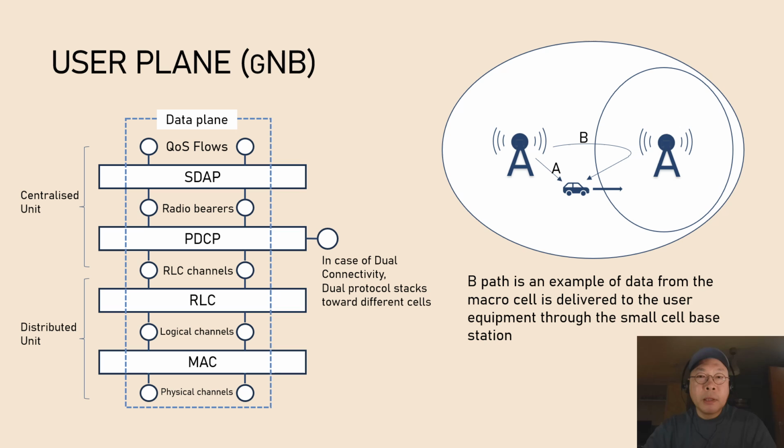For instance, the MAC layer interfaces with the upper RLC layer through logical channels, and with the lower physical layer through physical channels.